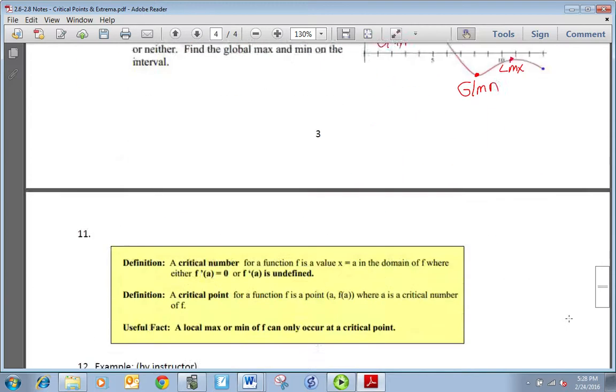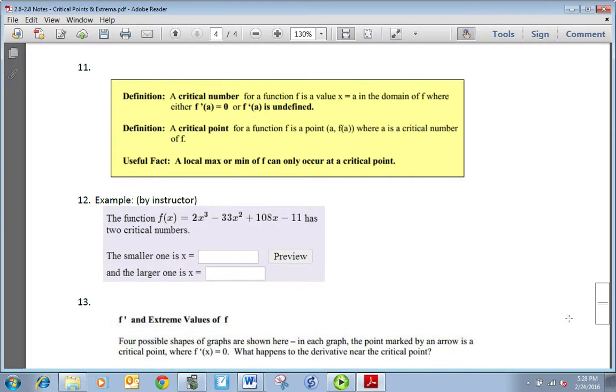Alright, critical number I've mentioned already. It's when the derivative is either 0 or undefined. And a critical point has both values, the x and the y, so you would just plug the x value that you found into the function to find the y value to find the critical point.